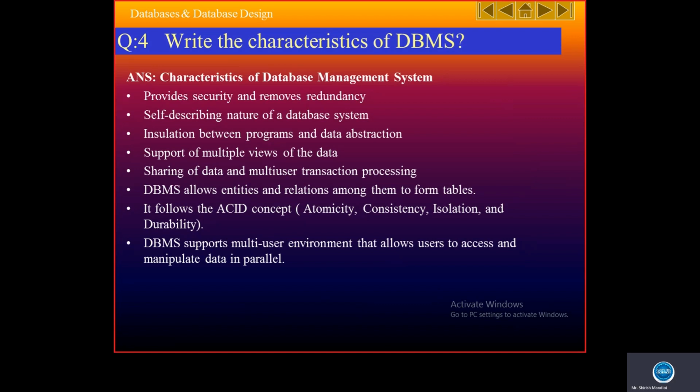DBMS allows entities and relations among them to form tables. Different kinds of tables must be there, and the tables share information with each other. It follows the ACID concept: atomicity, consistency, isolation, and durability. DBMS supports a multi-user environment, which allows users to access and manipulate data in parallel. In parallel, I am accessing information from one table, and another user is also accessing the same information from the same table. So it will support such an environment also. So these are a few characteristics of DBMS.